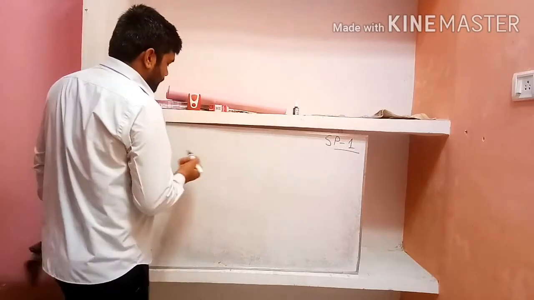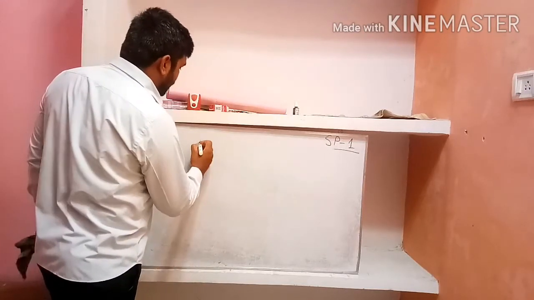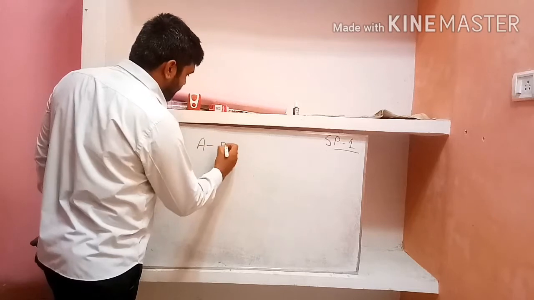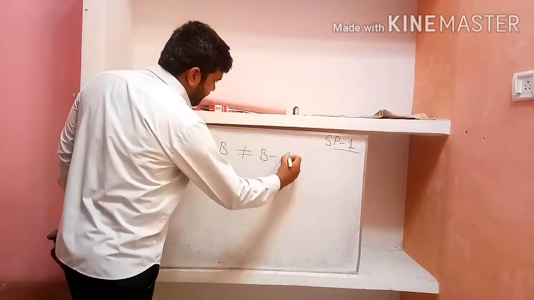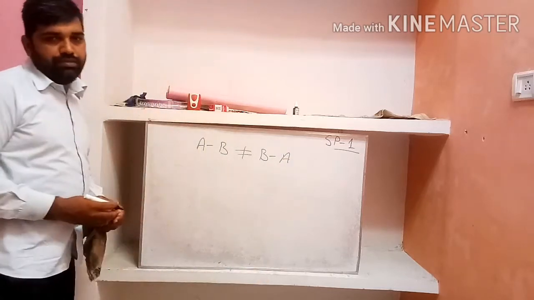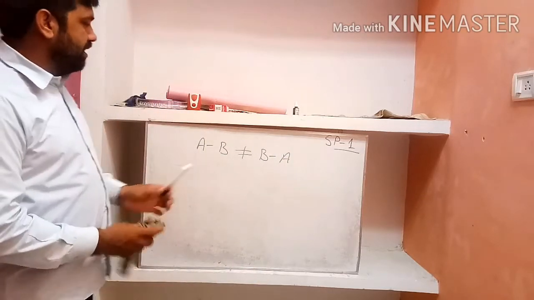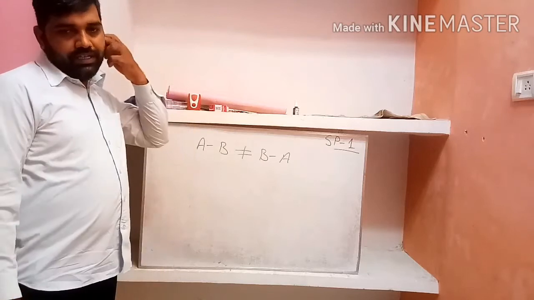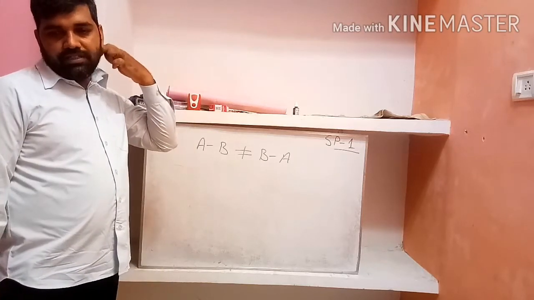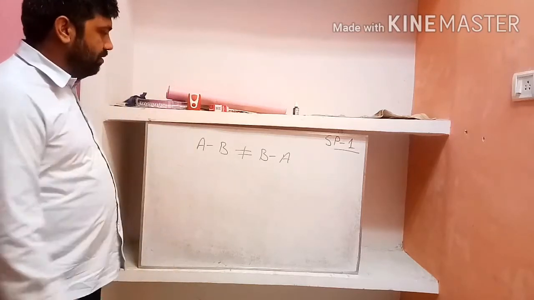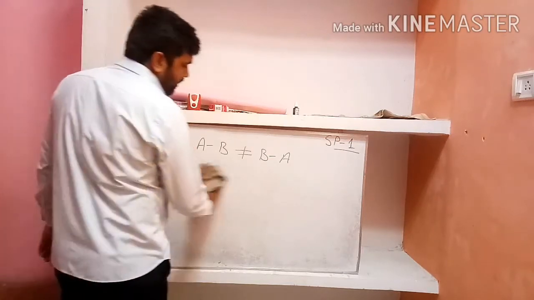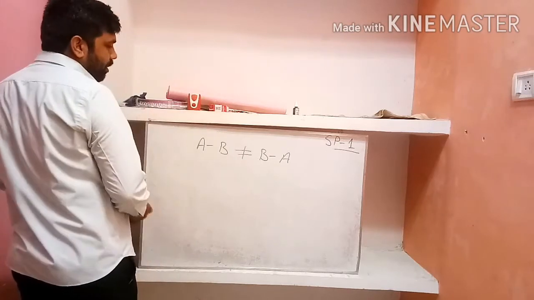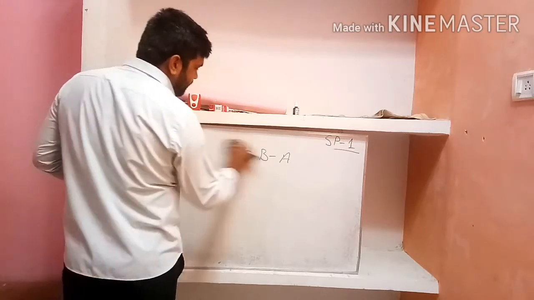So the commutative property of subtraction does not hold, because a minus b is not equal to b minus a. See, a minus b is not equal to b minus a. So the commutative property of subtraction does not hold. The associative property of subtraction also does not hold. So the subtraction of integers is not associative. Subtraction of integers is not commutative. Subtraction of integers is also not associative.